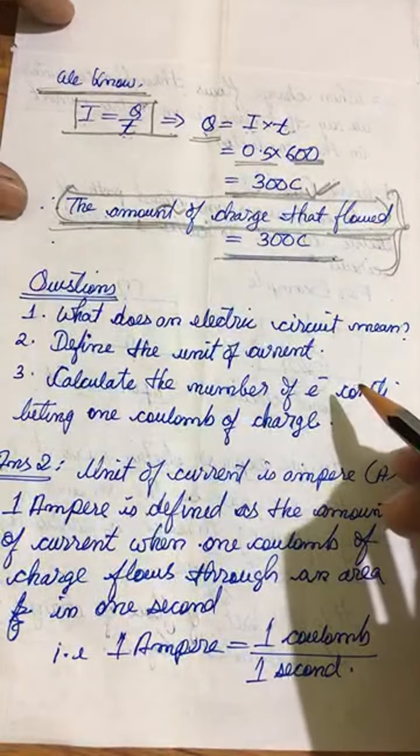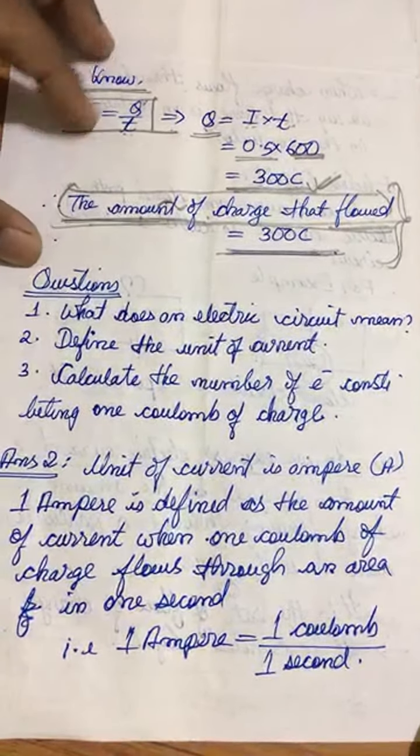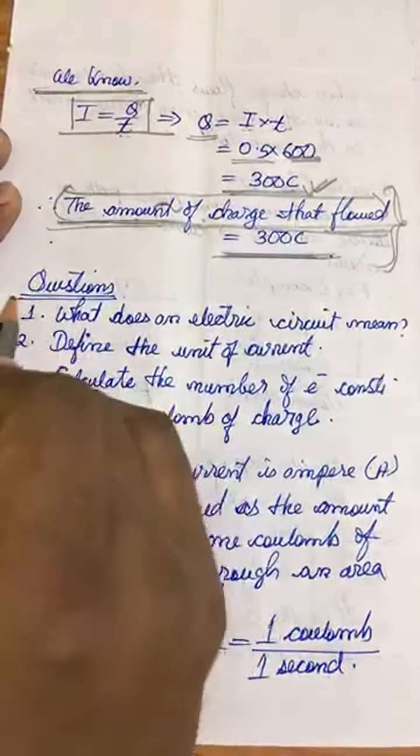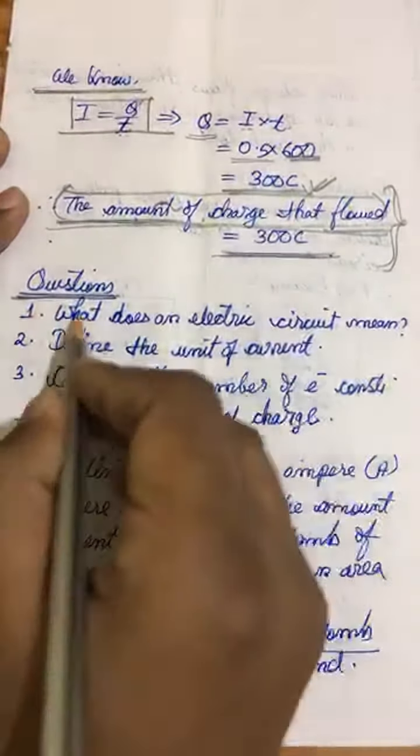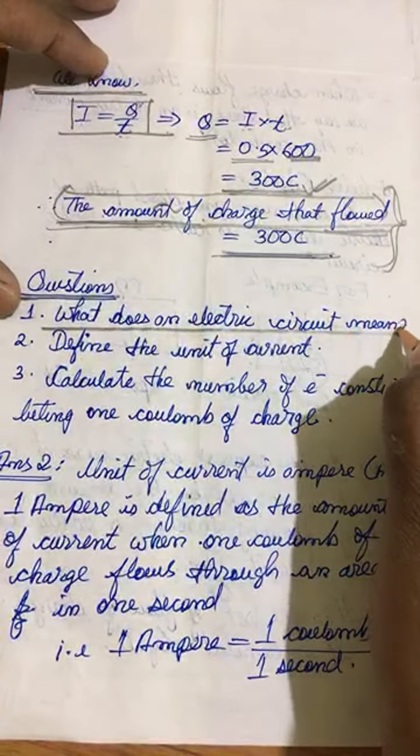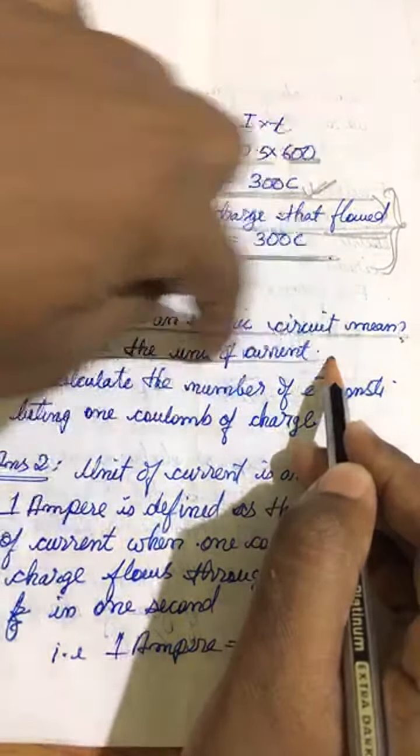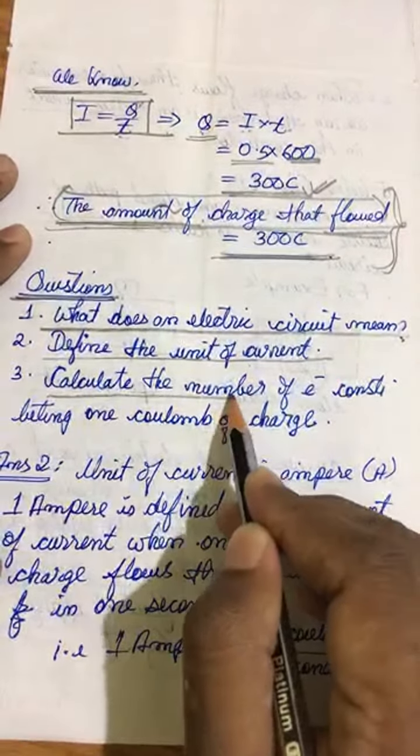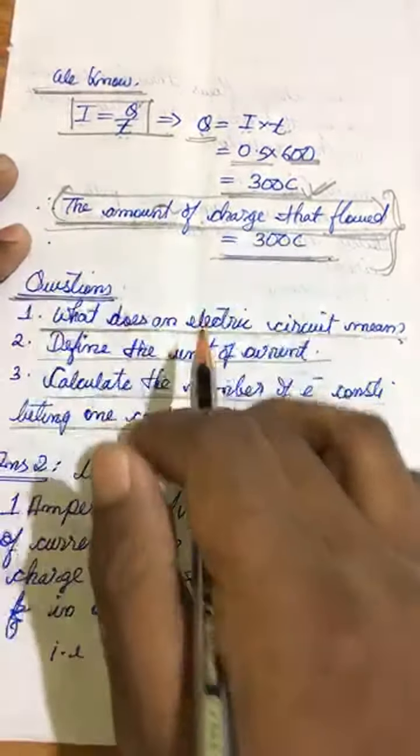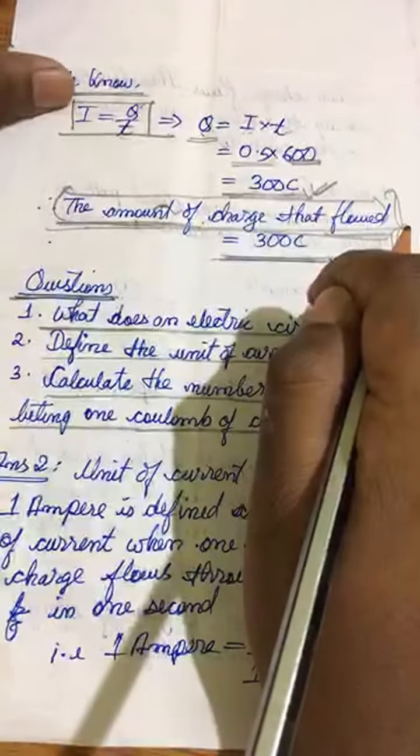Now we are about to finish this session today. We have only 3 minutes left. The things we are going to discuss in the next class are the questions in the book: what is an electric circuit, what does an electric circuit mean? We are going to discuss all these questions day after tomorrow. The second is, define the unit of electric current. And the third is, calculate the number of electrons constituting 1 Coulomb of charge. These are the questions in the textbook. They are not solved. We are going to solve them in our next session.